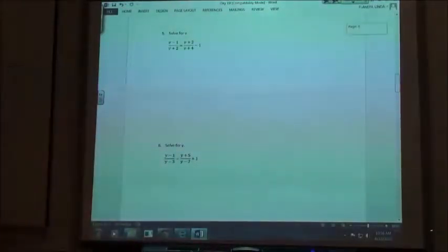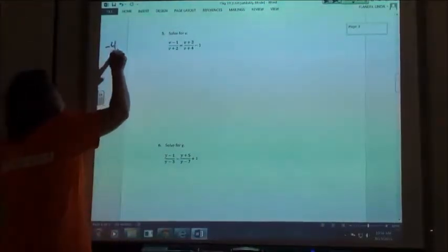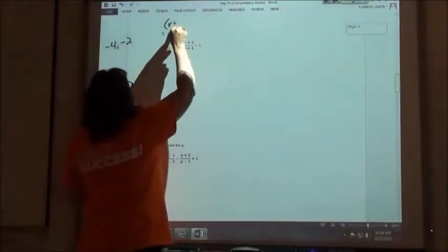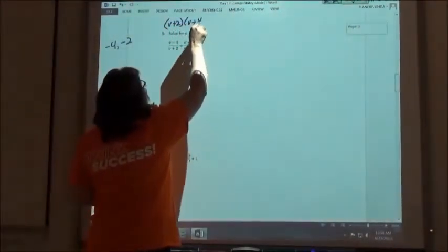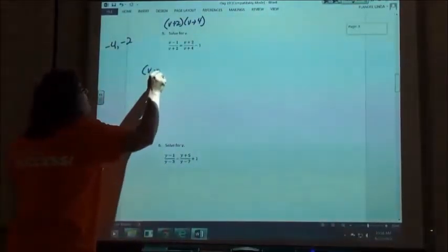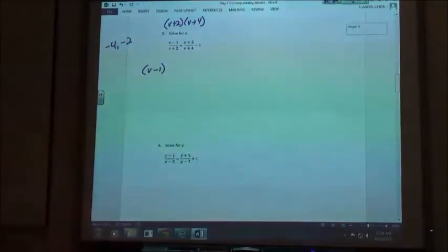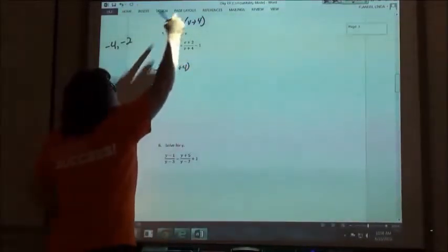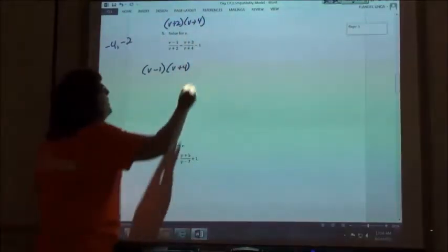Number 5 then, if I check my restrictions first, my restrictions would be negative 4 and negative 2. My common denominator is going to be v plus 2 and v plus 4. So on my first fraction, I'm going to take the v minus 1 times what? V plus 4. The v plus 4, exactly. The v plus 2 would cancel out, so I just have the v plus 4.